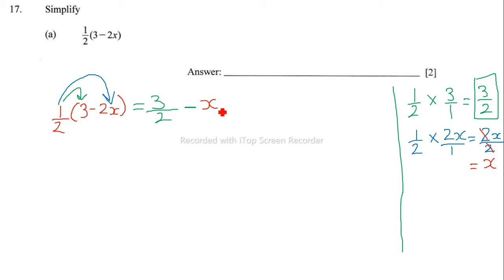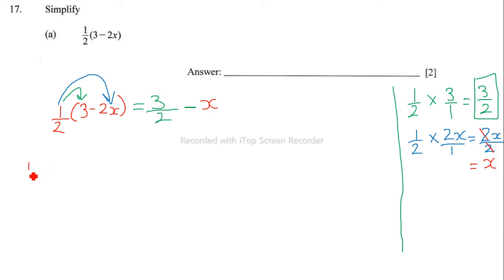And so that's your answer, 3 over 2. If I convert it to a decimal, is that okay, or is it better to keep it as a fraction? Keep it as a fraction. There's no need to convert it to a decimal. So your correct answer is 3 over 2 minus x. Let's do another one, if y'all don't mind. No, sir.